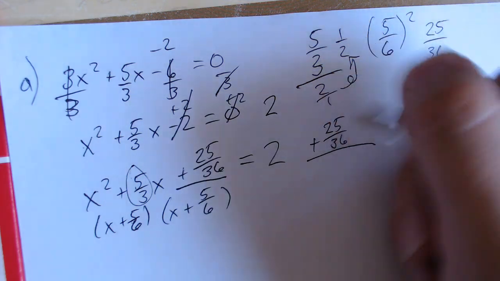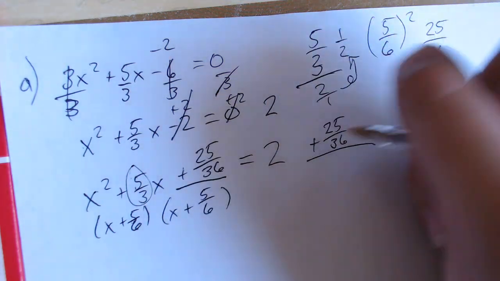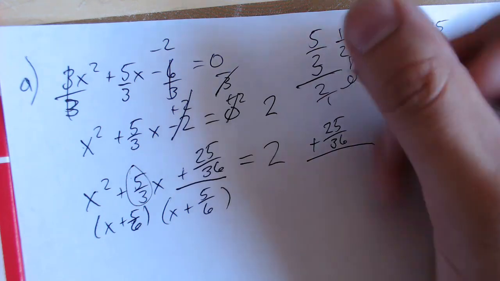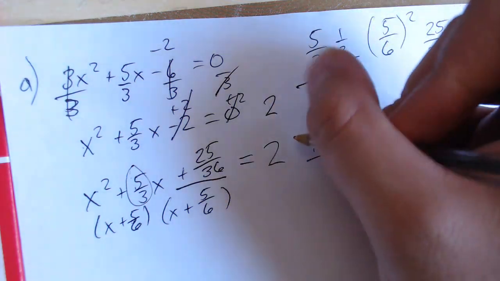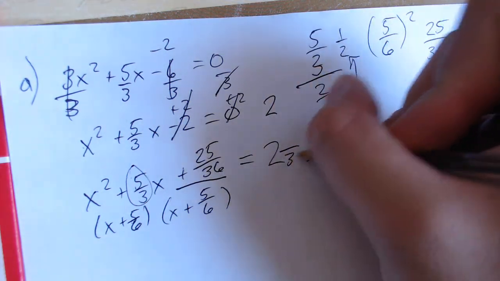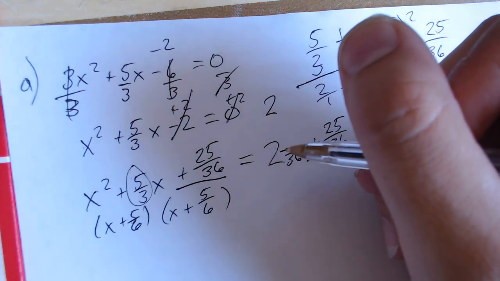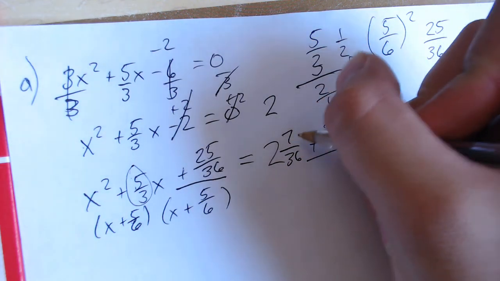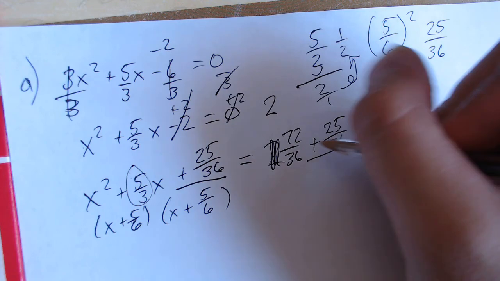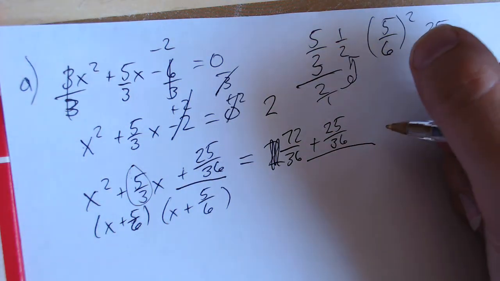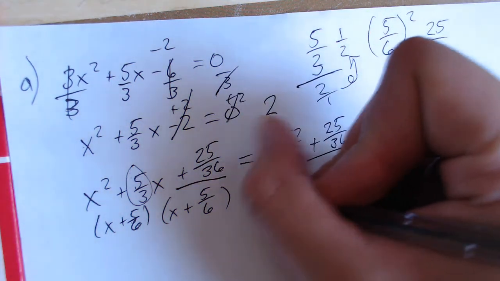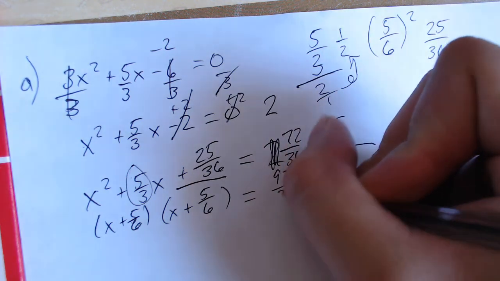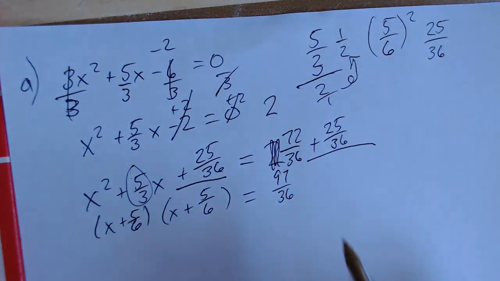Well, the best way to do that is just turn this into a fraction. So 2 in a fraction would become, let's see here, over 36. What's 2 times 36? I'm having a blank right now. 72. So 2 becomes 72 over 36. 72 plus 25 gives me 97. So that's going to equal 97 over 36. So now I've got a nice improper fraction for the other side.